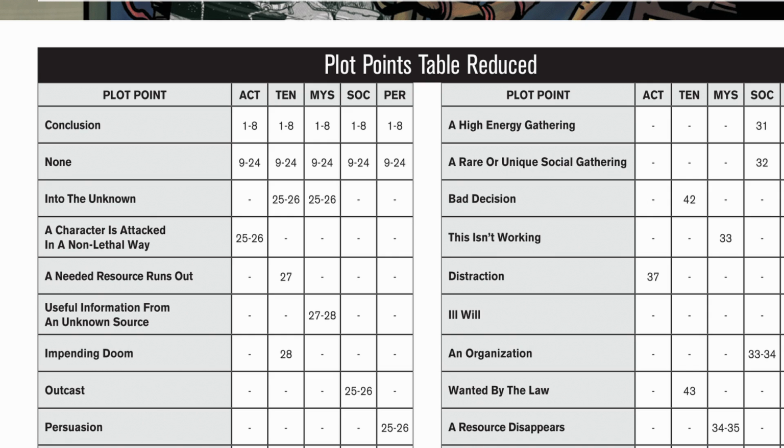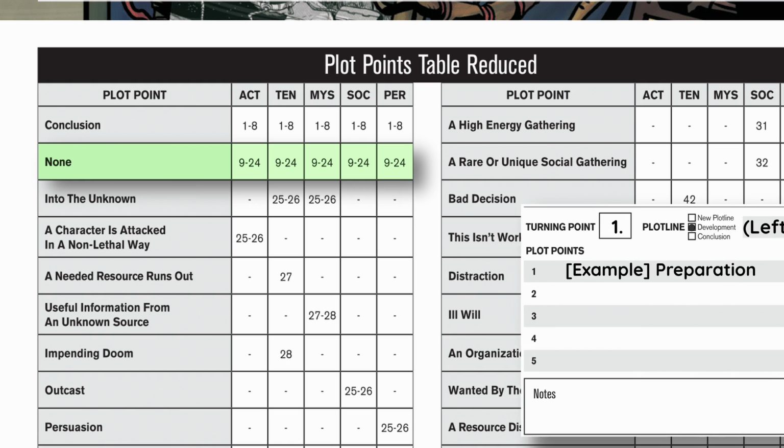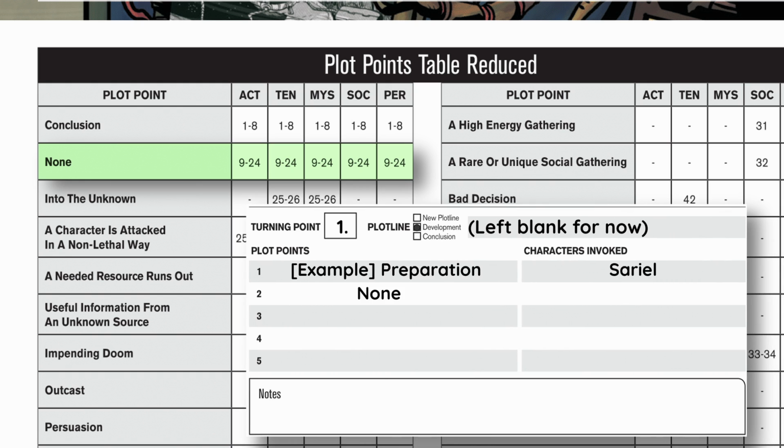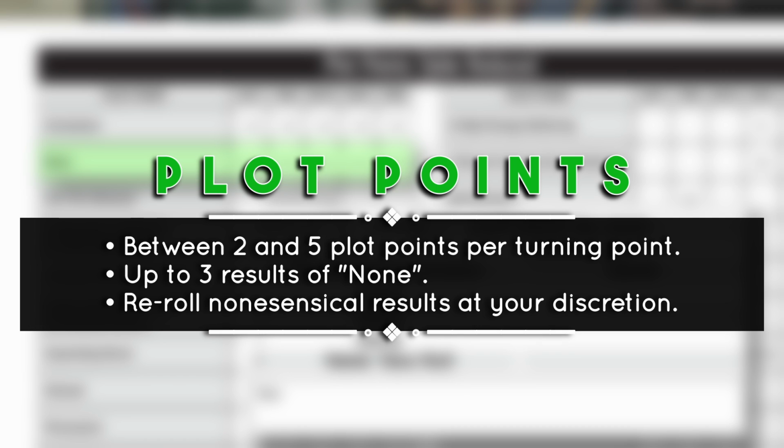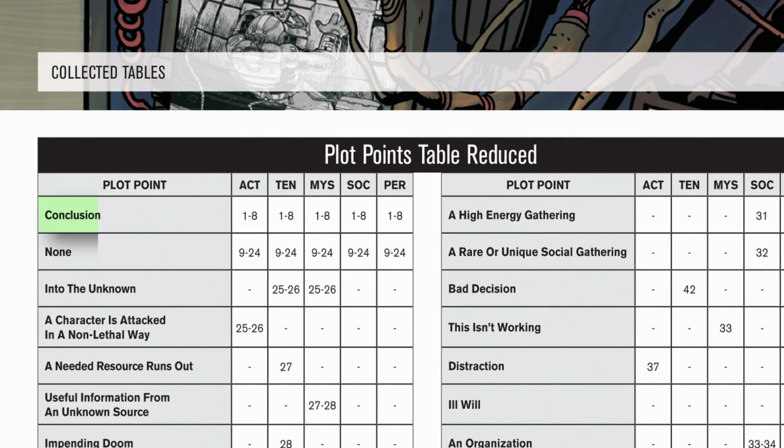Sometimes your roll will give you a result of none, which means you end up with 1 less plot point. It's fine to get the none result more than once. Actually, up to 3 times is fine. But if you get it a 4th time, you should re-roll because you need at least 2 plot points in your turning point.